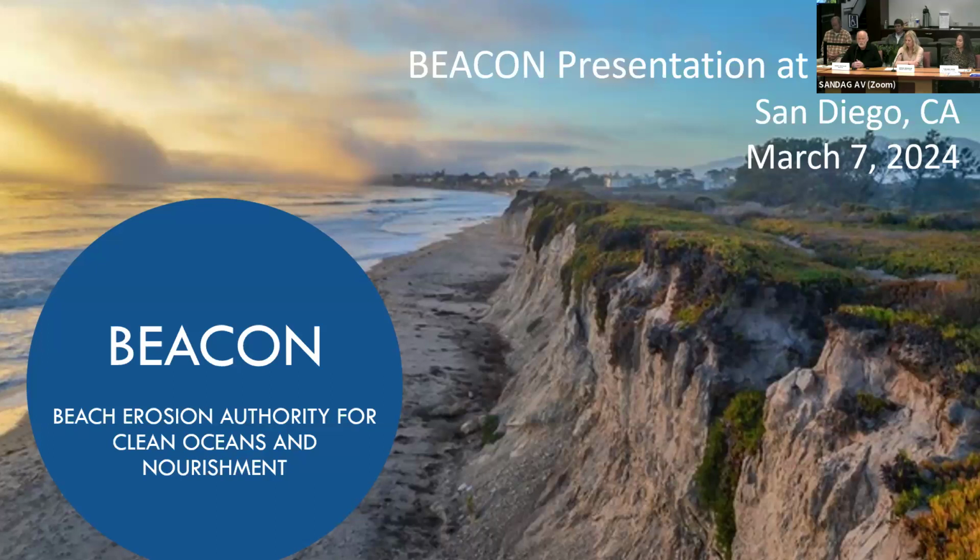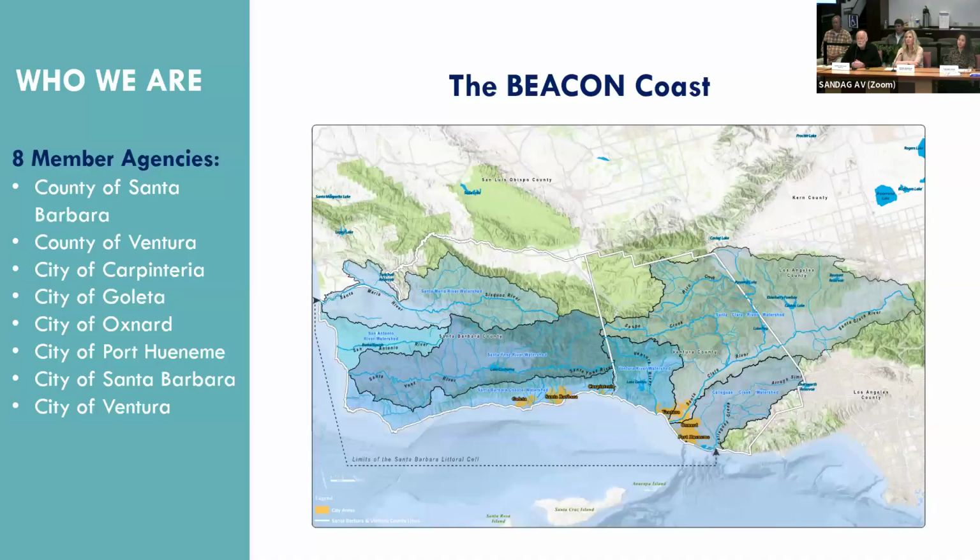That's a mouthful. Beacon is a very interesting innovation in our region. Beacon is a joint powers authority that covers 144 miles of the California coast. I believe we have the largest littoral cell along the coast of California. We are 6 coastal cities and 2 coastal counties, the counties of Santa Barbara and Ventura, and the coastal cities that extend from Gaviota in the west to the city of Fort Hueneme on the east.